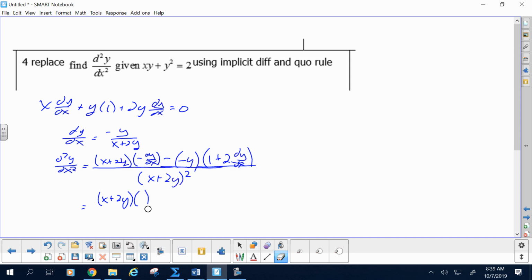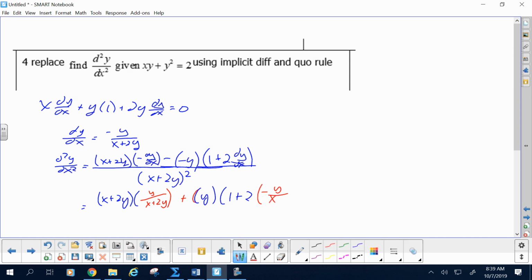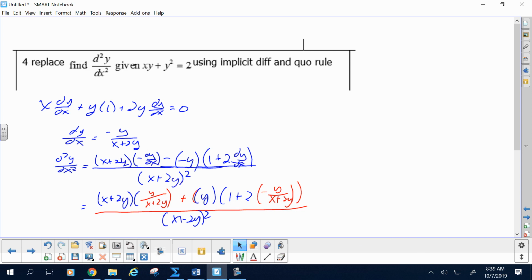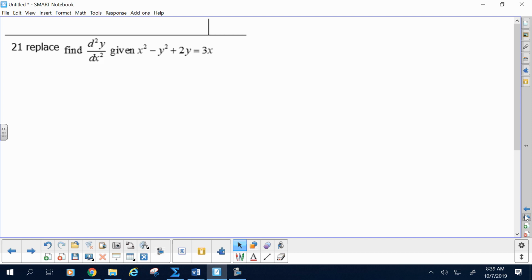Actually, I'm going to just call that, so if I have the negative, or the opposite of dy/dx, I'm just going to call it y over x plus 2y, unless you have a problem with that. Y, 1 plus 2, and in place of that, I'm going to go negative y over x plus 2. All right, are you with me? How'd that go? Success? Okay, would you try 21 then?